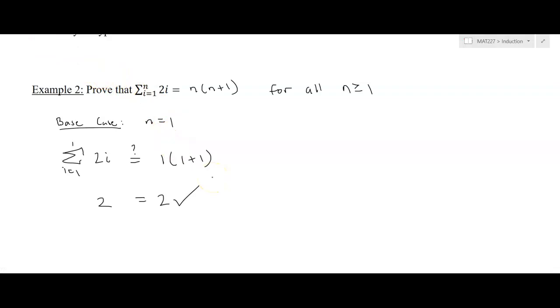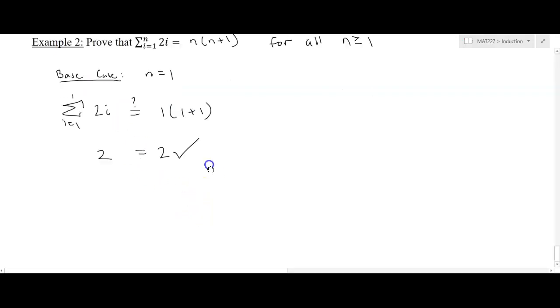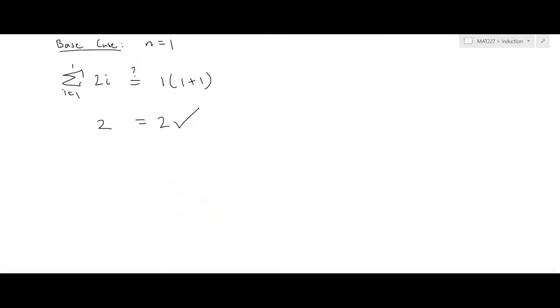If we were ever to fail the base case, then we know that our claim is not good. If this did not match up, then proving this equation is always true for all n greater than or equal to 1 would not be very valuable. We'd either need to pick a different base case or reevaluate our logic of whether or not this works. So again, we're going to do the inductive step.